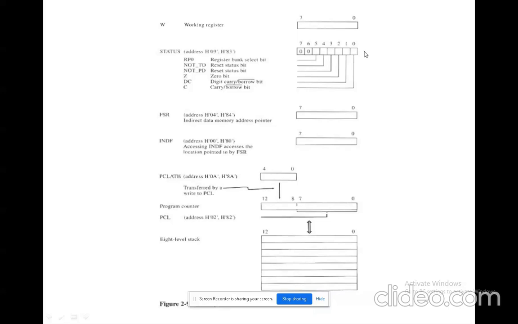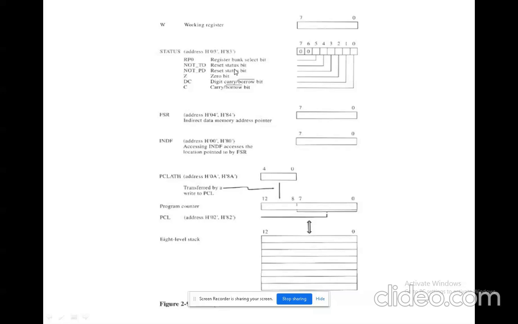Okay, the remaining 6 bits will be this one, RP0, that is register bank select bit. Okay, so this bit will indicate the type of bank used. So I think in the register you have two banks, bank 0 and bank 1. So bank 0 will be 0, and for bank 1 to be selected it will be 1, represented in the sixth bit, that is RP0.